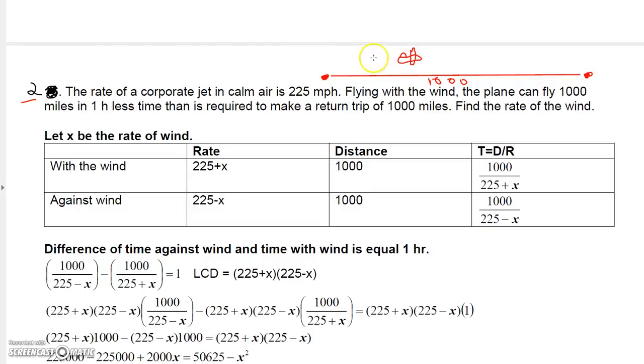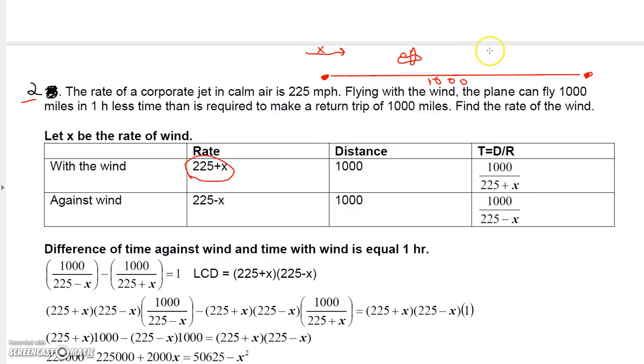Alright, there's the plane. Now let's say the wind is blowing this way, and we'll call the rate of the wind x. Now, this plane, if there's no wind, will fly at a rate of 225 miles per hour. But with the wind pushing, the plane will fly at a rate of 225 miles per hour plus the rate of the wind. So with the wind, the rate would be 225 plus x.